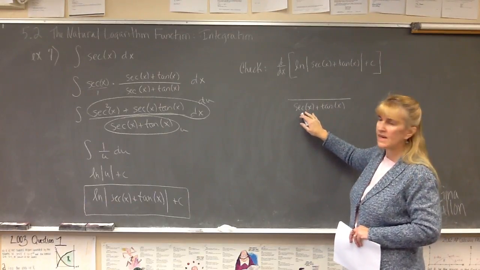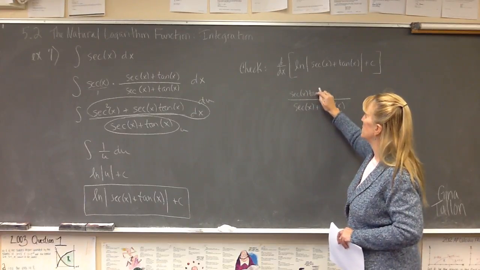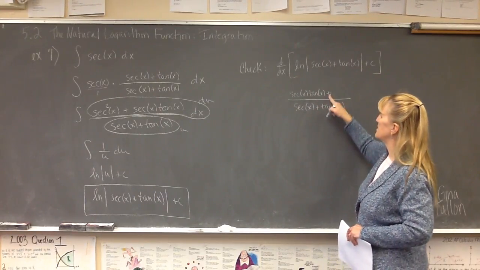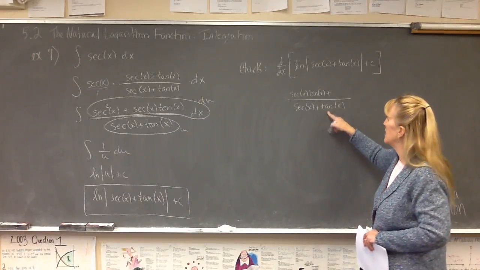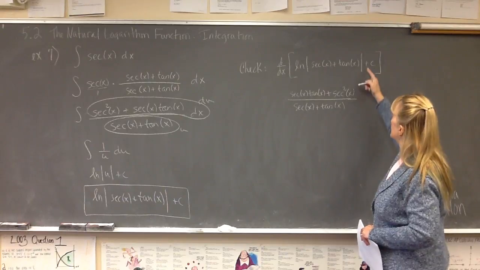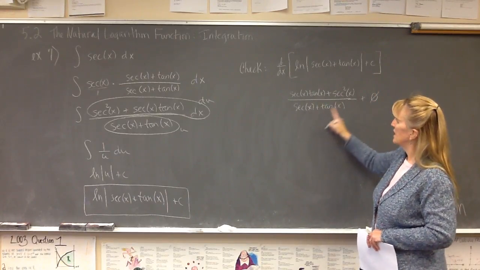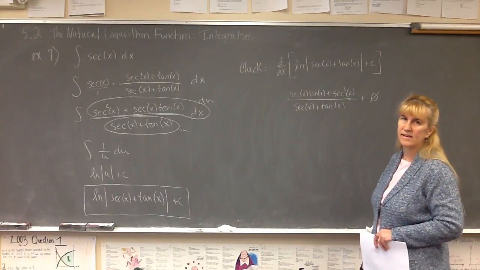The derivative of secant x is secant x tan x. Plus sign is copied, and the derivative of tangent x is secant squared x. And then plus 0, because the derivative of any constant is 0. So this is all I have here. It doesn't look like secant yet, does it?